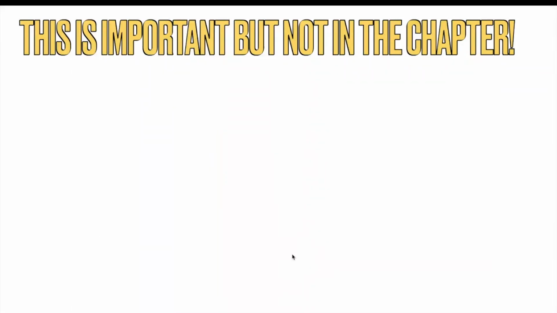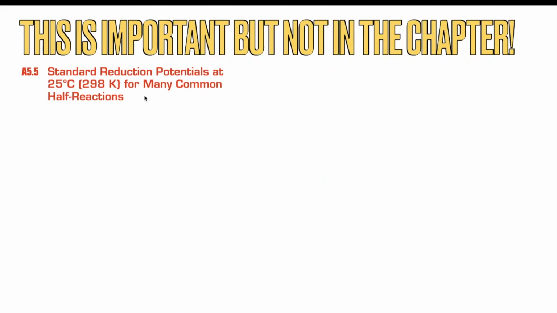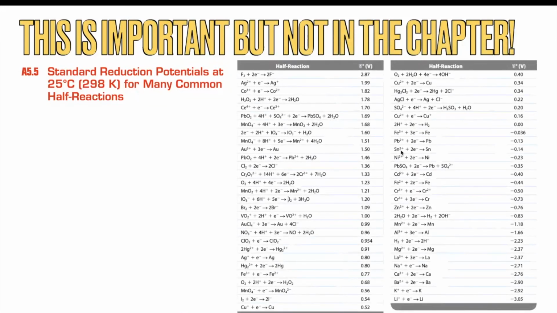Important but not in the chapter. Okay, so this is like the last bit. Standard reduction potential. If you look at the back of your book, there is an appendix called 5.5, and it has this, which looks really confusing. Again, redox is really electrochemistry, so we're going to be looking at it eventually again, but I felt compelled to tell you this information now.